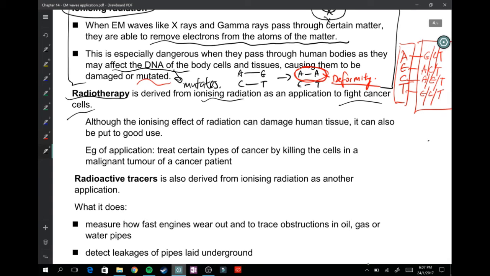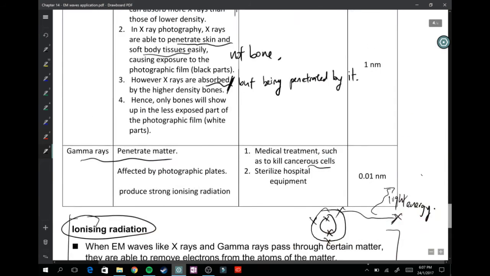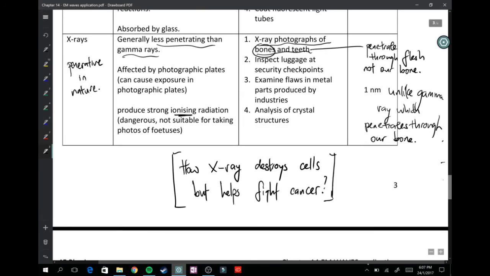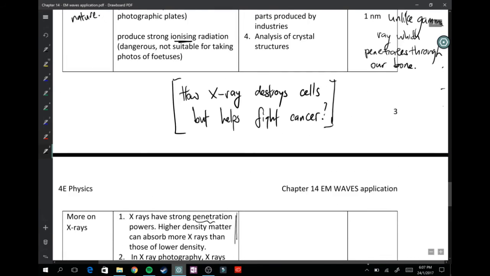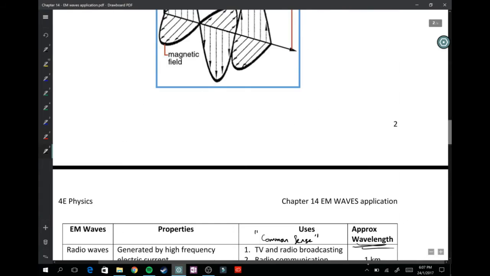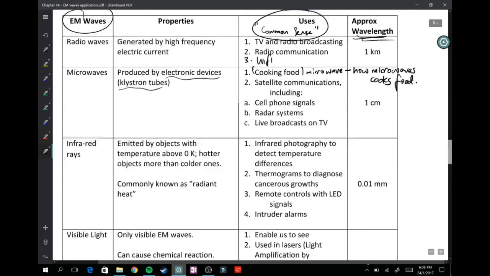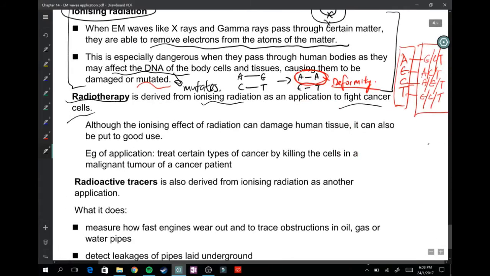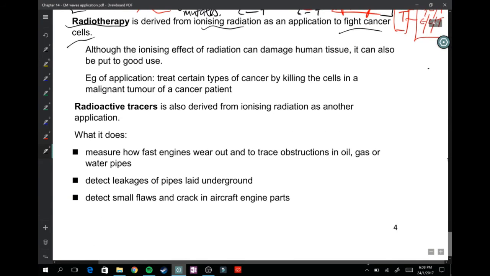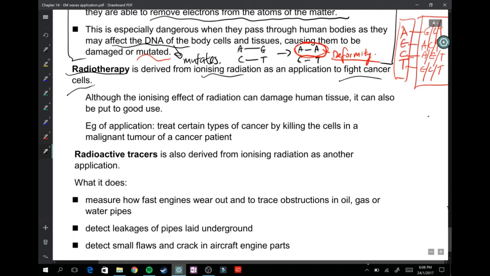Now for EM waves, the questions they ask are more of application, and usually they would ask you things regarding this column, the users. First things first, you need to know the users of the different types of EM waves. Second, there might be cases where they ask you how it works. Most of the time it's going to be related to ionizing radiation.